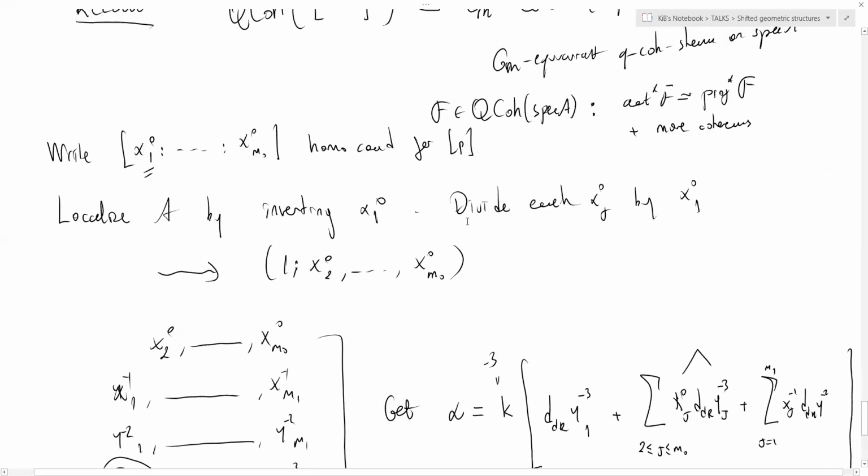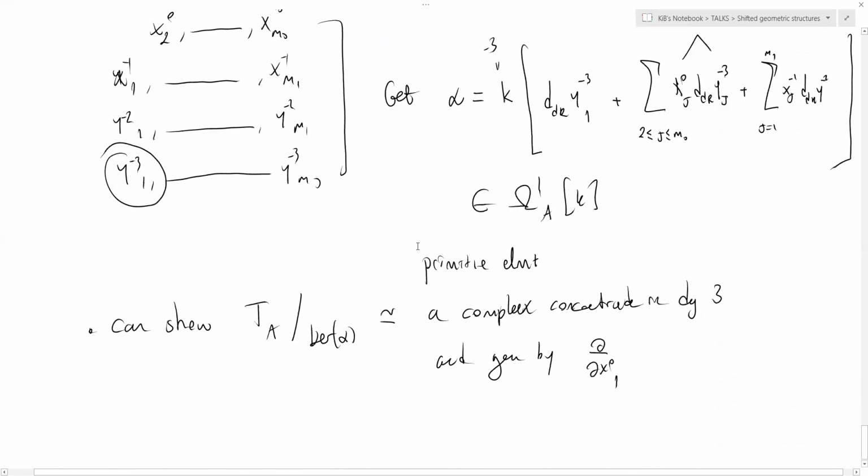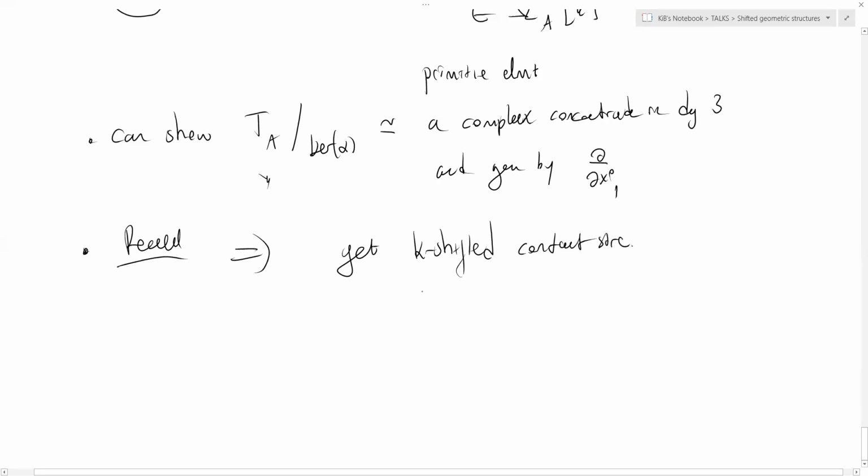And if you go back and use this recall, you can show that this alpha, using recall, it will imply that you can get k-shifted contact structure on spec, something like this. I skipped the details. If you are curious, you can check the paper. So somehow you can produce something like this, a primitive example.